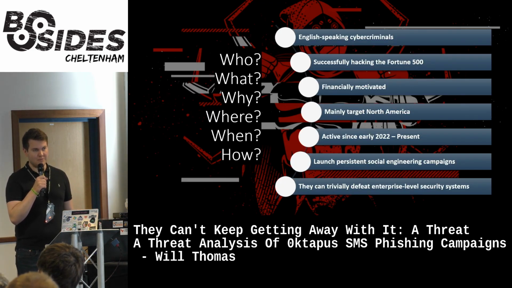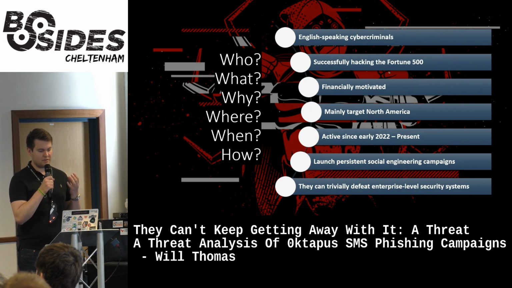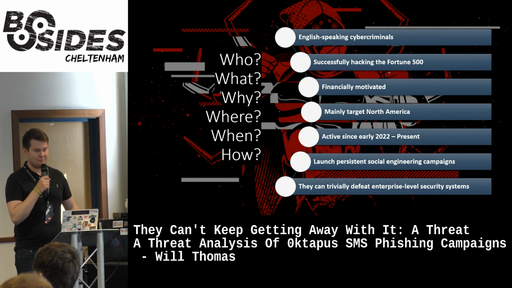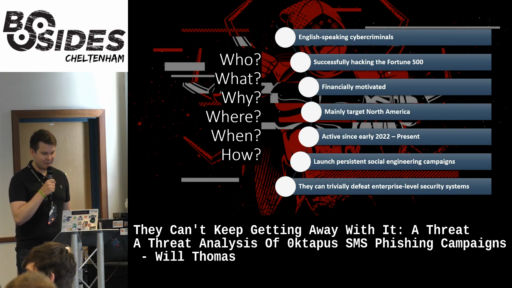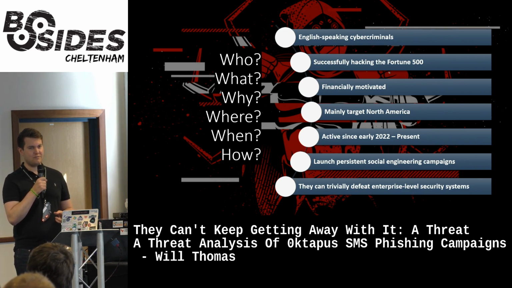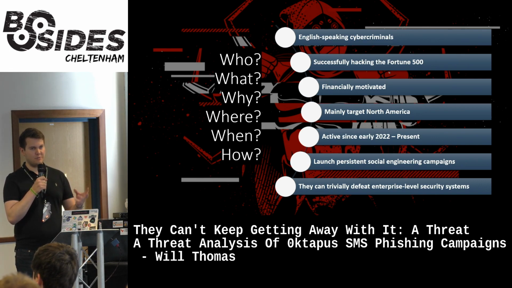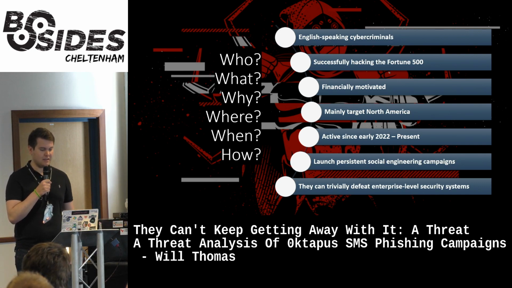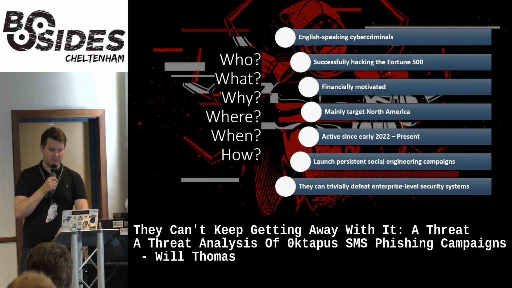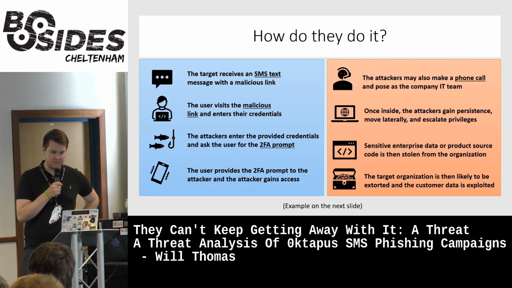So a little bit more about what this campaign consists of. They're basically English-speaking cyber criminals. They are successfully compromising Fortune 500 companies that spend millions on cybersecurity, have massive teams, and they still keep getting hacked. They're financially motivated threat actors, and they mainly target North America. They've been active pretty much since around 2022, which was probably their main year, but they're still active now. And they launch persistent social engineering campaigns. They're targeting the human factor of security, often the weakest link, and these guys kind of prove exactly how that works.